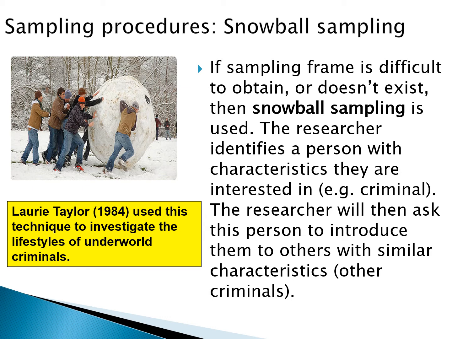There is no register of homeless people, so you would need to find one homeless person who was willing to engage with you and take part in your study, and then ask them to introduce you to other people who are members of that group, other people who can help you with your survey. So the snowball sampling technique builds up like a snowball. The one person that you start talking to introduces you to others, and eventually you gather enough people to make a sample that you can use for your research.